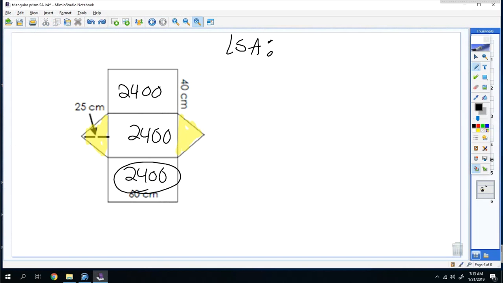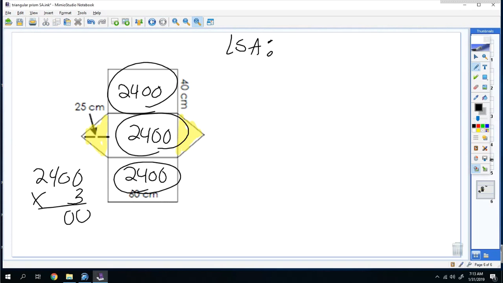Oops, that was a bad circle. So you're going to do 2,400, and I'm going to multiply it by 3 because 3 of them equal it. You don't always have to multiply by 3, as some of you started doing on your homework, because I did that every time on the notes. But again, the only reason I'm doing that is because I have 3 2,400s. Some of these rectangles will be different. So my lateral surface area is 7,200.